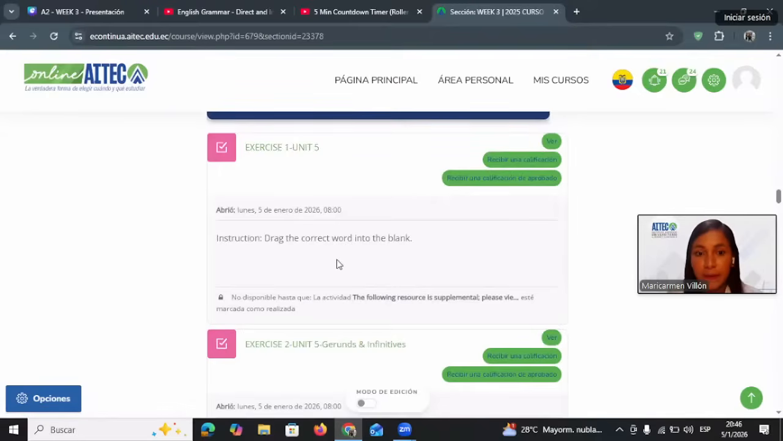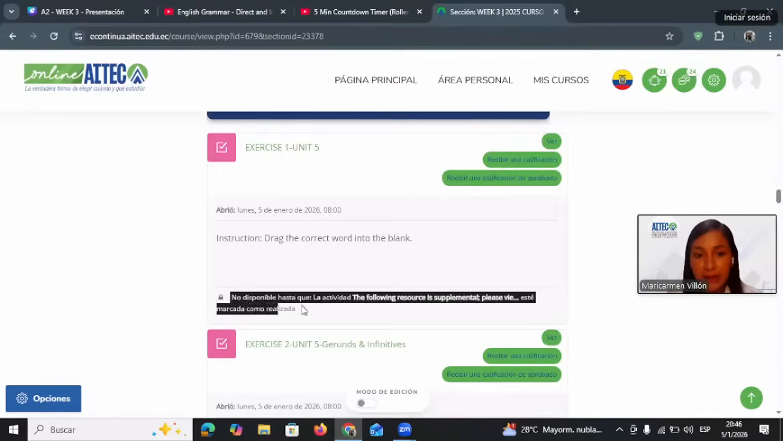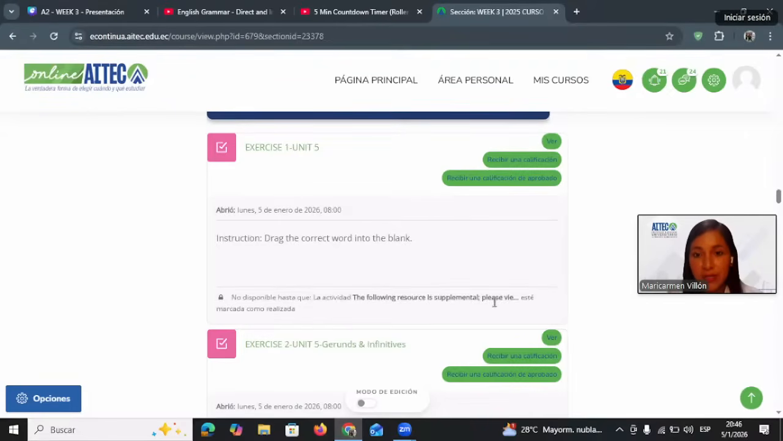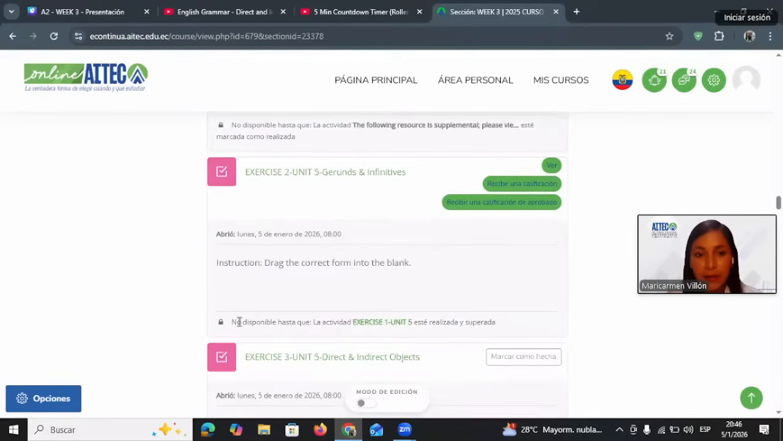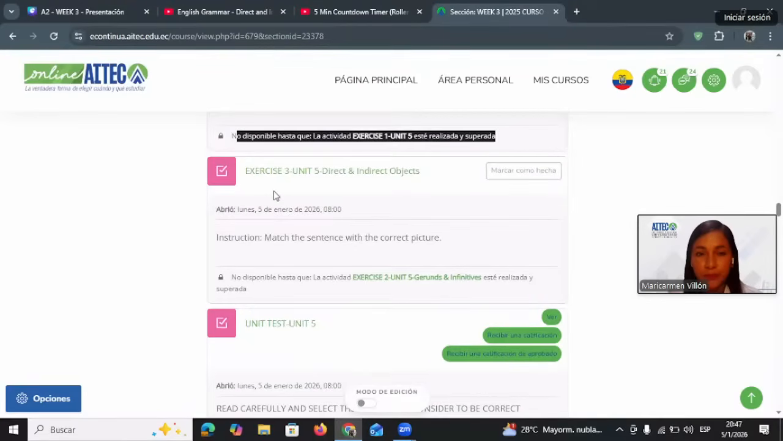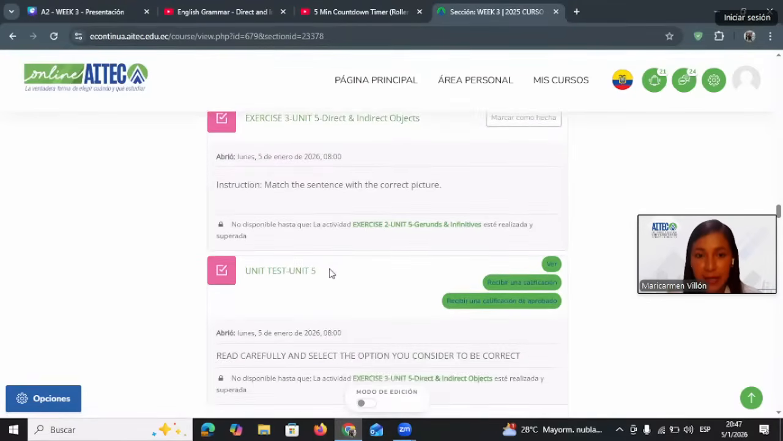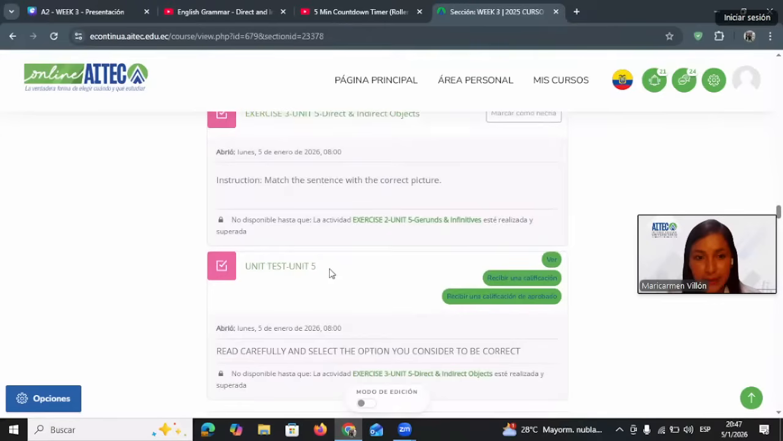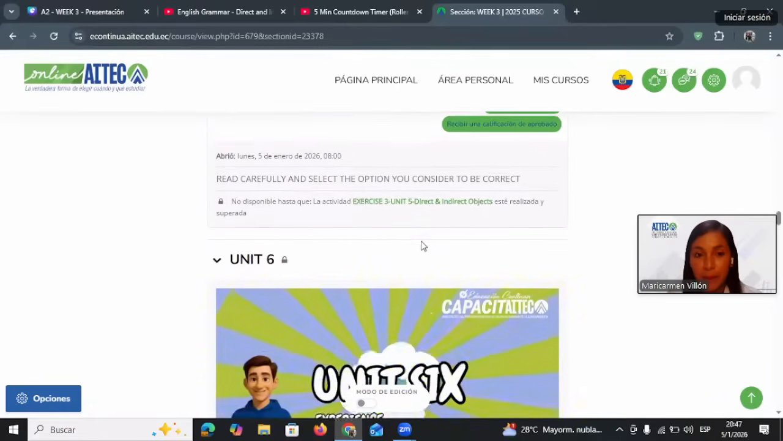Exercise 1. ¿Ya? Mira, incluso dice, no disponible hasta que la actividad, the following resource, y suplemento esté marcada como realizada. O sea, no puede usted avanzar hasta que usted haga o apruebe. No disponible hasta que exercise 1 esté realizada y superada. No puede avanzar en el segundo ejercicio hasta que no haga el primero y esté superado. Entonces, no se olvide marcar como hecho. Hace el ejercicio 3 y avanza a unit test. Así mismo, dice no disponible hasta que el ejercicio esté realizado y superado.